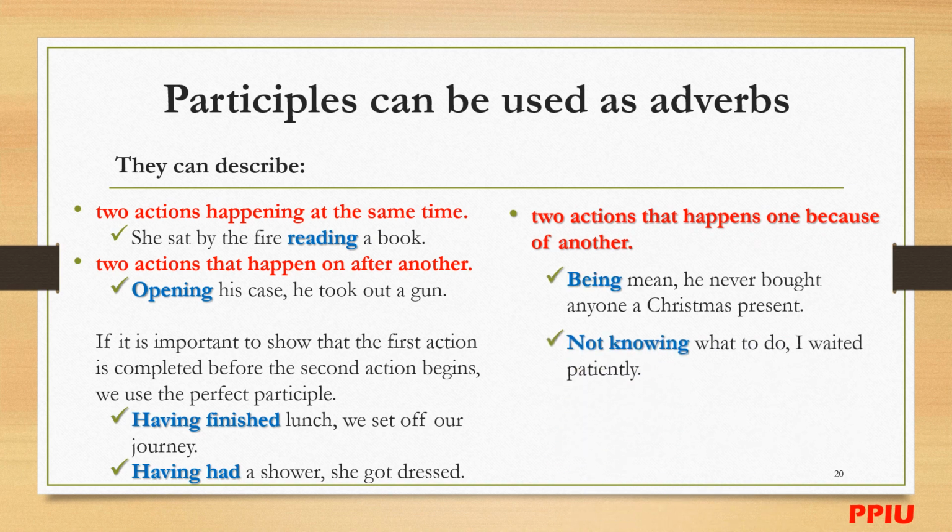So participles can be used to talk about three different kinds of action. We can talk about two actions happening at the same time, two actions that happen one after another, and two actions where one happens because of the other. Because of that, this thing happens.